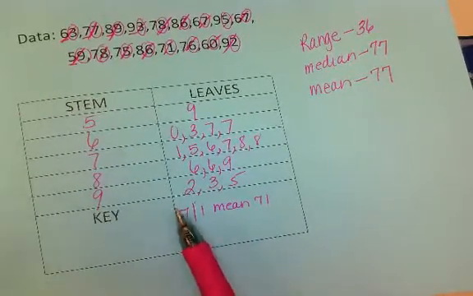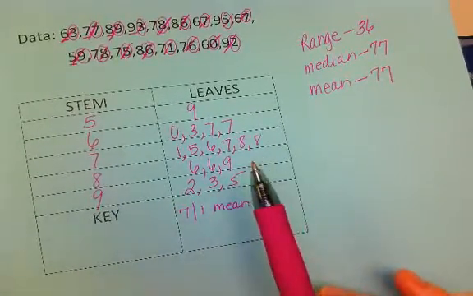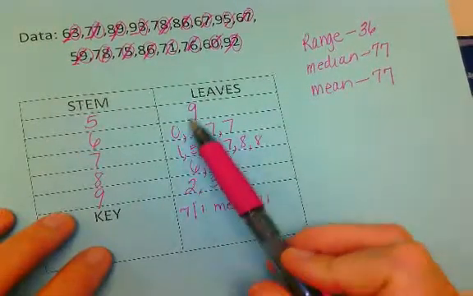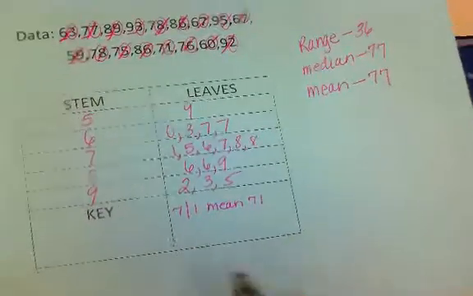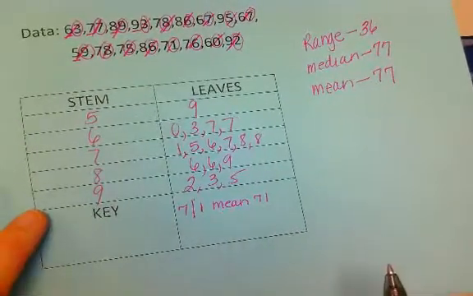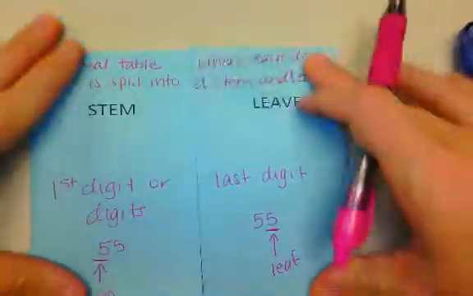They might say how many students failed with a 60 or below. Okay, well, 60 or below, that would be just 2. So there's just some kind of simple questions that they would ask you. This is really pretty much all it is for stem and leaf.